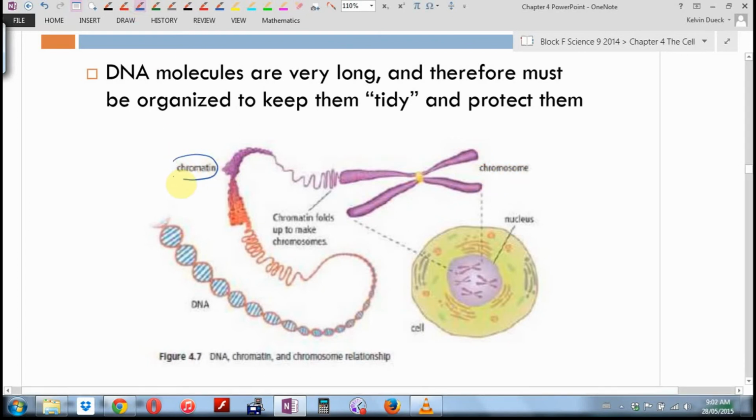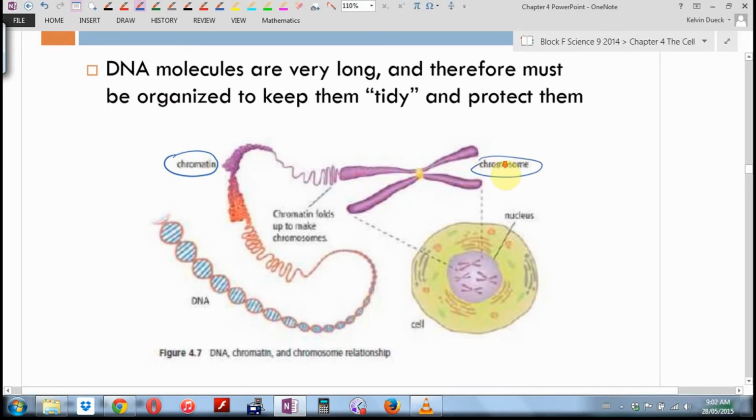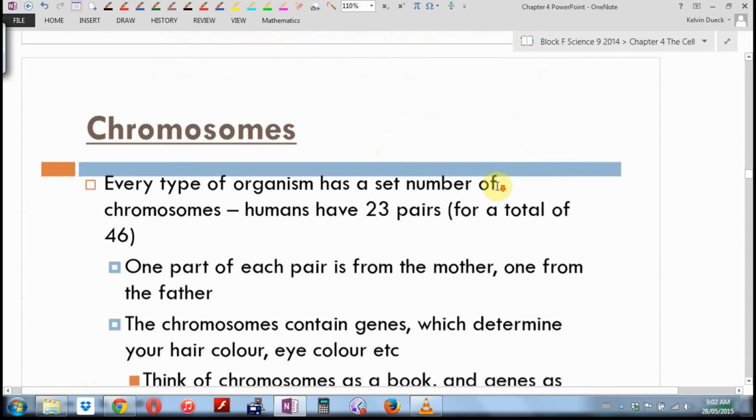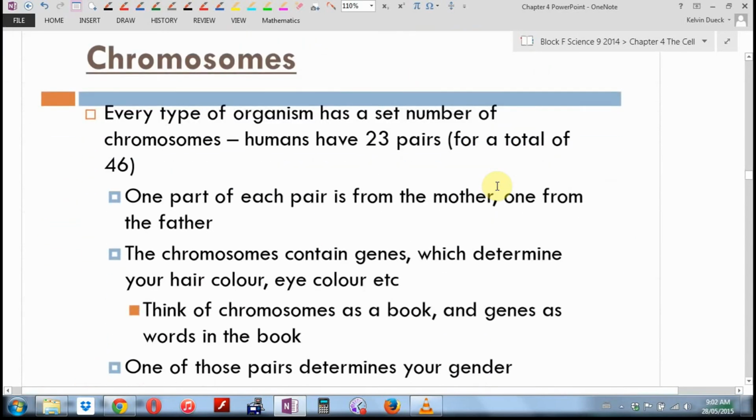Do me a favor, please. Can you circle? Oh, you don't have this in your notes yet. This is from the diagram. I'm going to circle that. I'm going to circle that. Those are words that we need to know. Chromosomes. Now you can pick up your pencils.